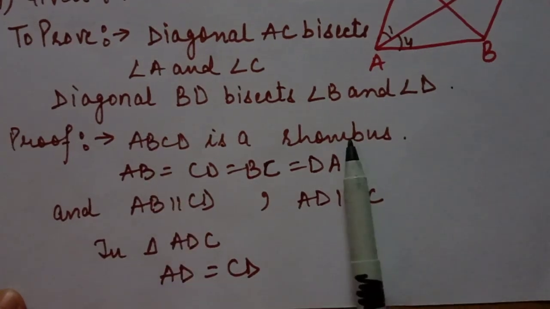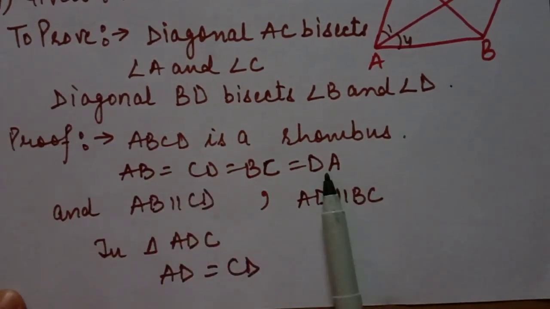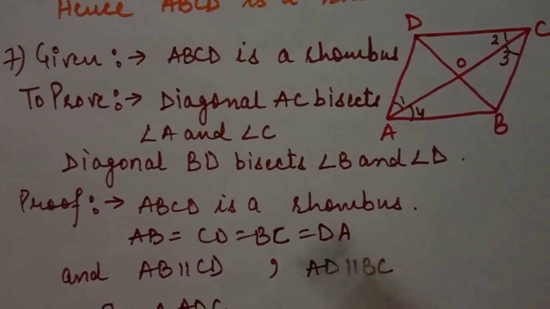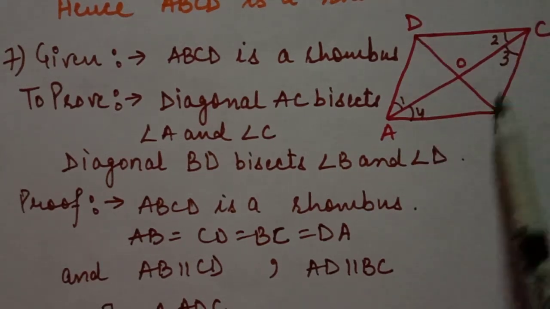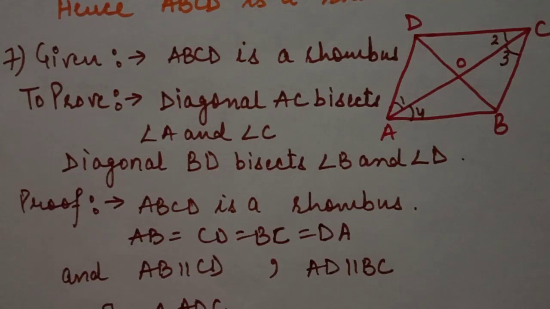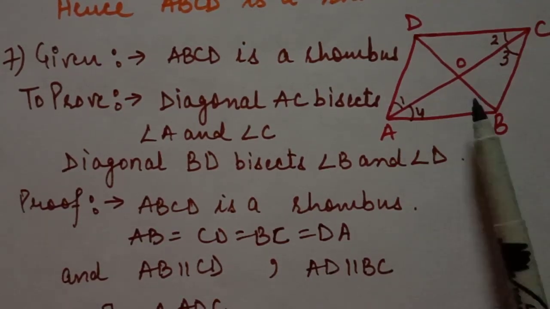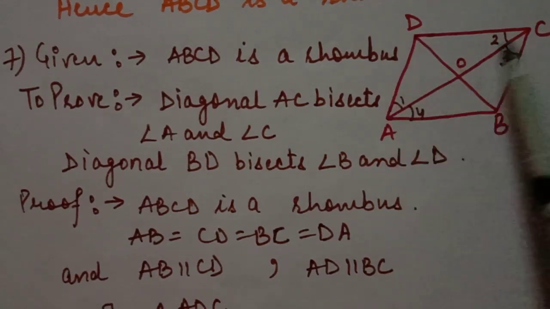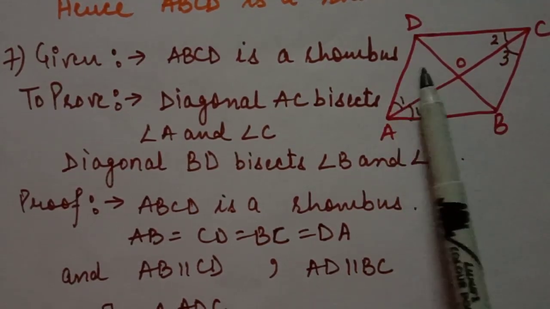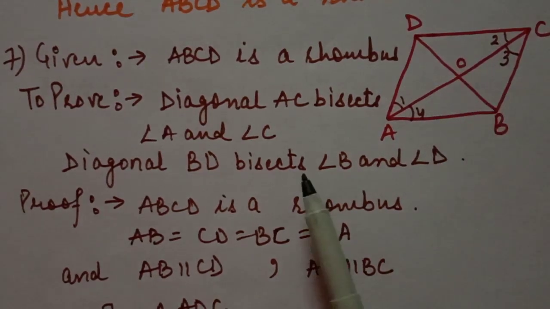If ABCD is a rhombus, then all sides are equal to each other. We know it very well. Because all rhombuses are parallelograms, AB and CD are parallel to each other. AD and BC are also parallel to each other. It means opposite sides are parallel to each other and they are equal also. It means it is a parallelogram also. In triangle ADC, because all four sides are equal to each other, it means these two sides are equal to each other.